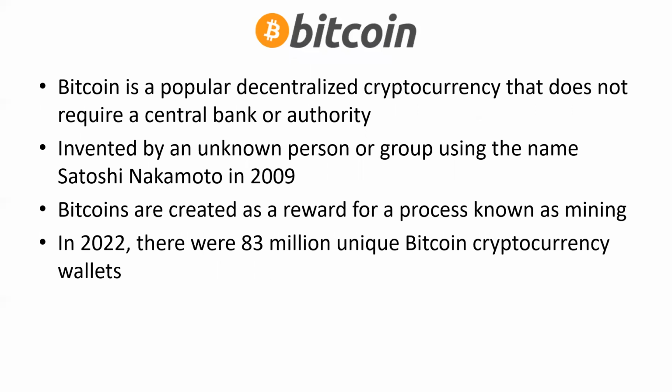Bitcoin is a popular cryptocurrency. I'm sure you've all heard about Bitcoin by now, and it doesn't require any sort of central bank or authority. It uses a group consensus with a blockchain to do this. Invented, interestingly enough, by somebody who nobody knows who that is. It's either a person or a group: Satoshi Nakamoto, I'm probably pronouncing it incorrectly, back in 2009, and it uses blockchains.